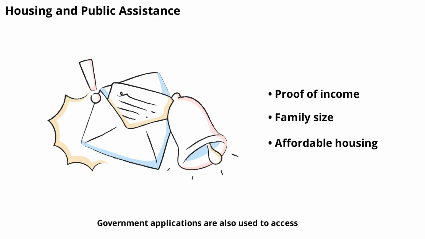Government applications are also used to access public housing and other forms of assistance. These applications typically require proof of income, family size, and housing needs. The goal is to provide safe and affordable housing to those who qualify, and the application process ensures that resources are distributed fairly.